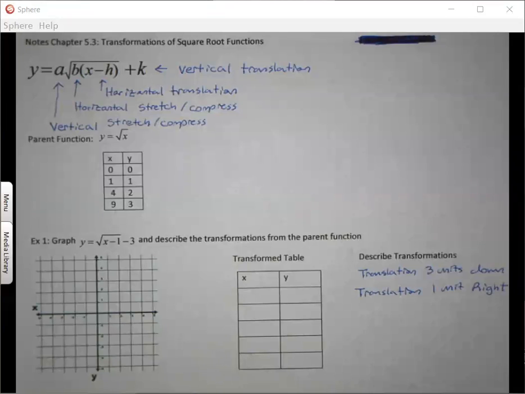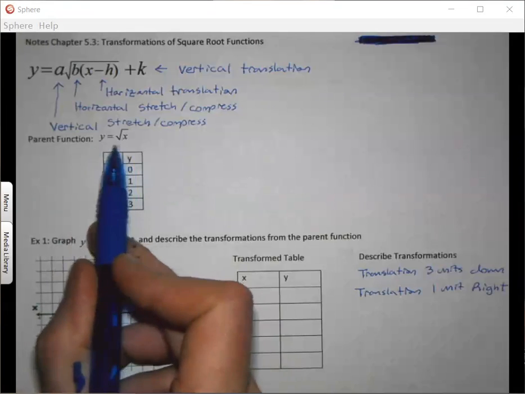AA5.3 Transformations of square root functions. Transformations will work the same as before. The only thing we're changing is our parent function, y equals x squared.